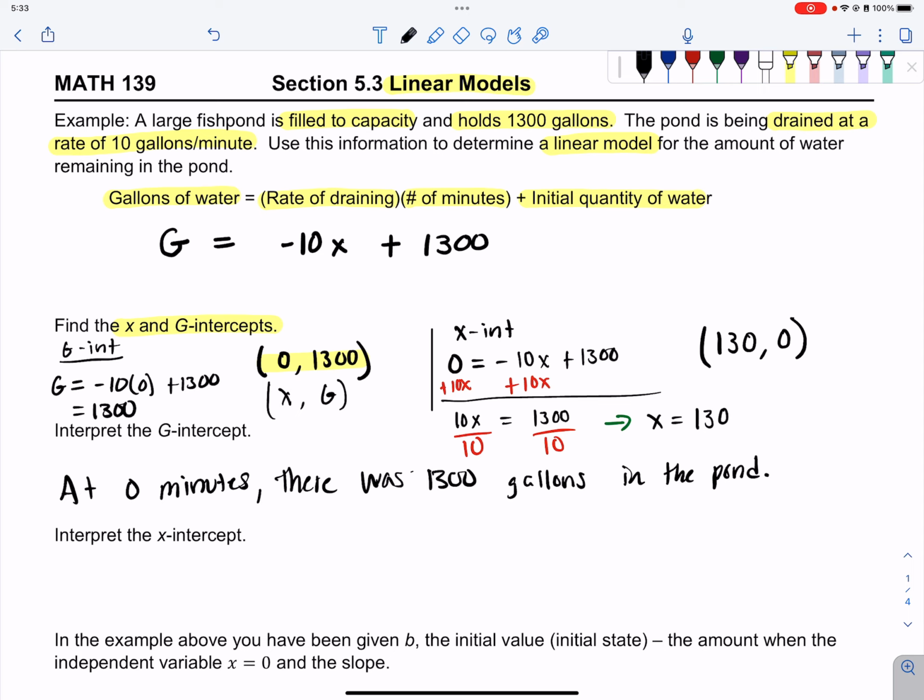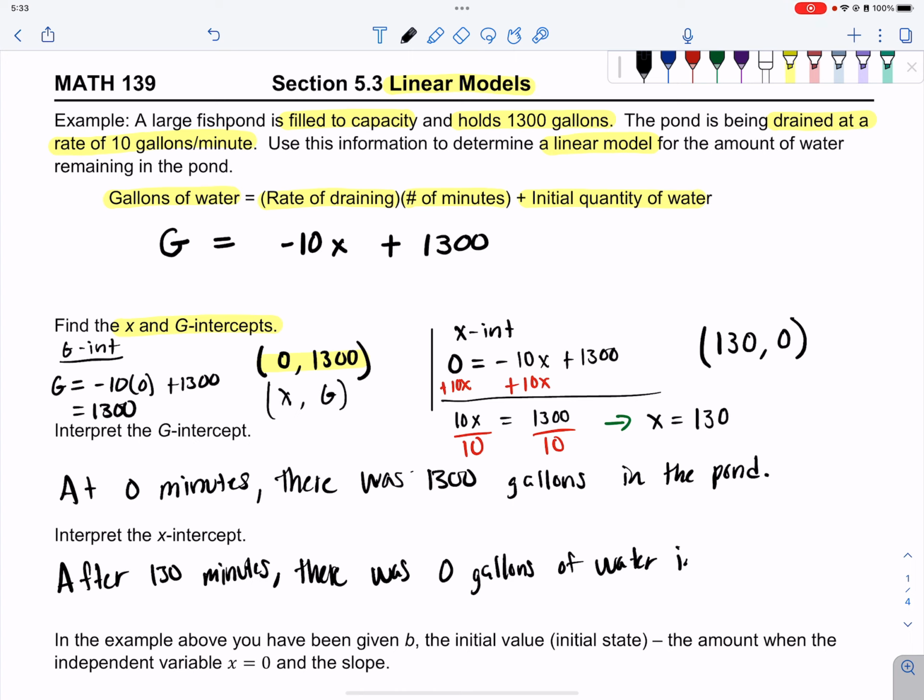The next one, for the x-intercept, we have an ordered pair of 130, 0. With that, we could say after 130 minutes, there were 0 gallons of water in the pond. Instead of saying 0 gallons of water, we might say something like the pond is empty. There's no more water left.